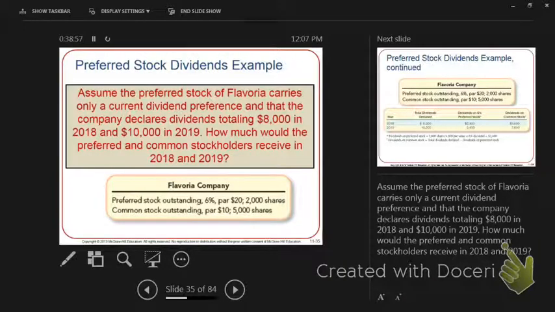So 2018, 2019, $8,000 and $10,000. You've got preferred stock and common stock. We just figured out that preferred stock gets $2,400. So in 2018 they get $2,400. That means there is how much left for common stock? $5,600. In 2019 they get $2,400, so in 2019 common stock gets $7,600. So preferred stock gets $2,400 every year that they issue a dividend, and they issued a dividend in 2018 and 2019.